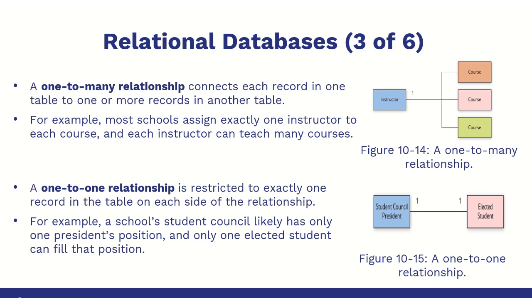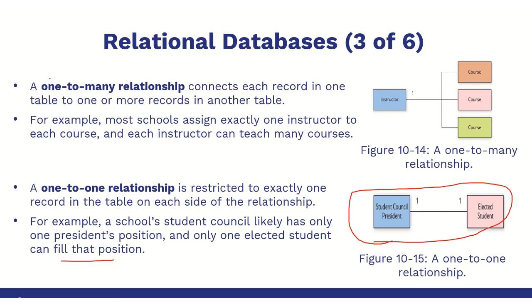A one-to-one relationship is more restricted. So when you talk about a one-to-one relationship, you say one record in one table is related to exactly one record in another table. An example here, you can see this figure, the student council president and elected student. A school student council likely has only one president position and only one elected student can fill that position. So there will always be a one-to-one relationship between student council president and elected student, if you form a table like that.